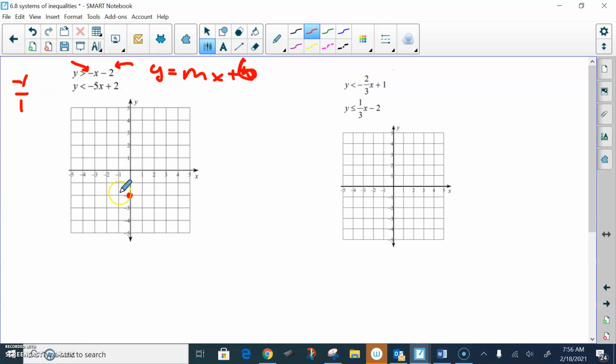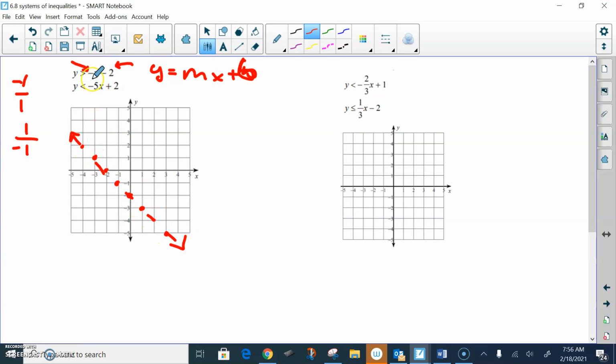So we have a rise of -1, so that's down 1, a run of +1, down 1, over 1. We could have chosen to put that negative in the denominator. So that would have a rise of +1, a run of -1. So we could have gone up 1, over 1, up 1, over 1. And this line's going to be dashed because the points on the line are not included in our solution. So I'm just going to dash that as best I can.